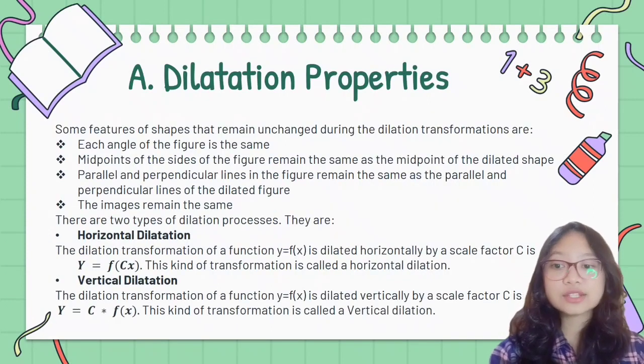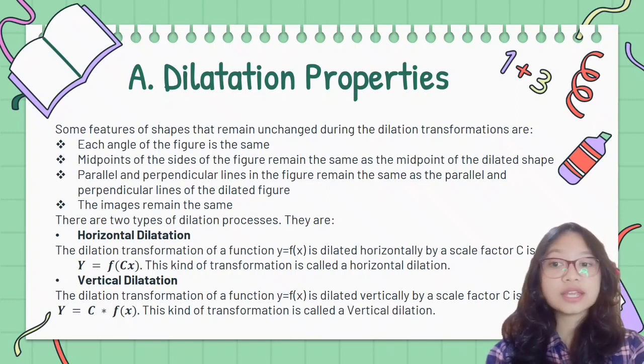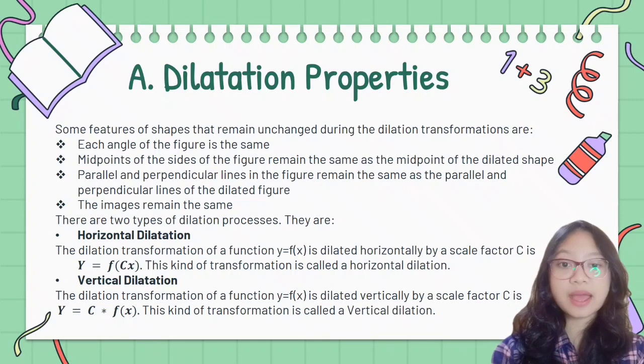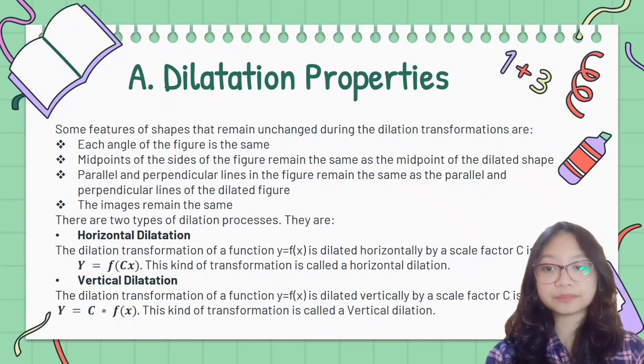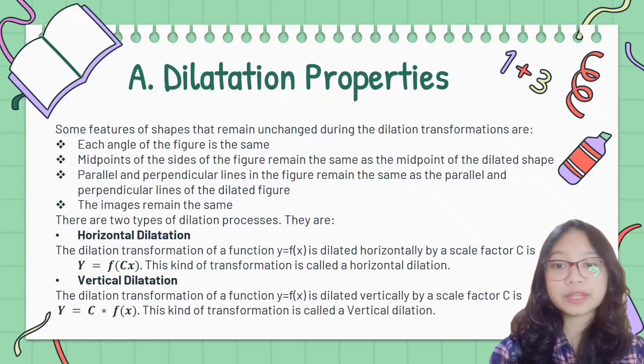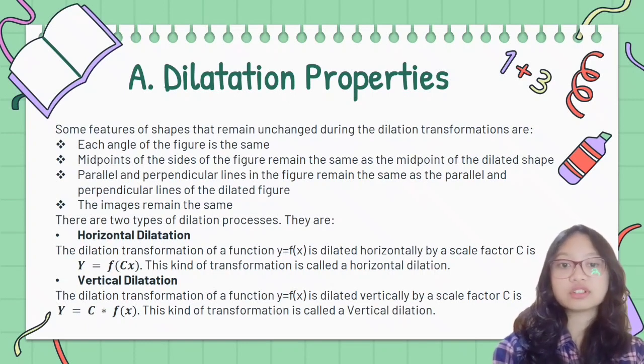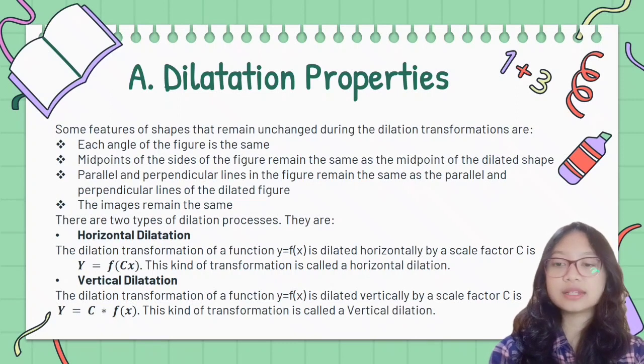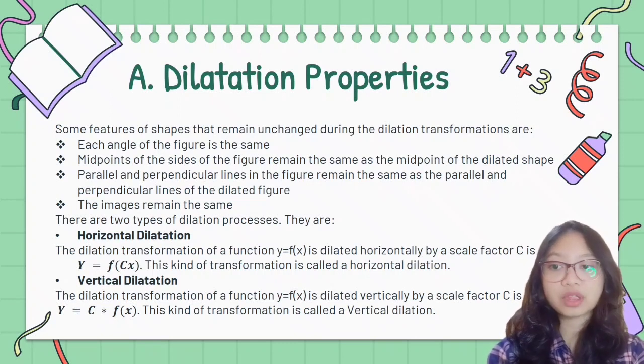Okay, now let's move into properties of dilatation. Some features of a shape that remain unchanged during the dilatation transformation are: one, each angle of the figure is the same. The second is the midpoint of the sides of the figure remains the same as the midpoint of the dilated shape. The third is parallel and perpendicular lines in the figure remain the same as the parallel and perpendicular lines in the dilated figure. Last, the image remains the same.